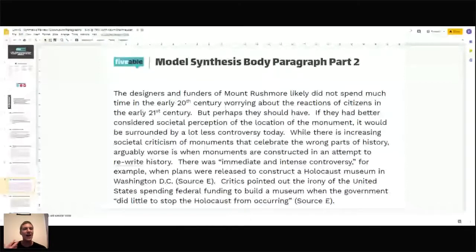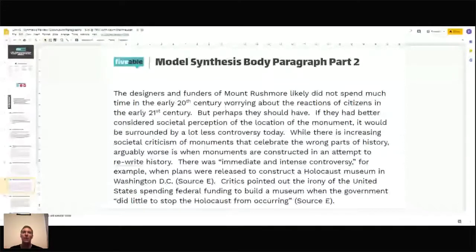So notice before I did that, I had 2 or 3 sentences that unpacked source C and connected to my topic sentence. I'm going to do the same thing, rinse and repeat here with source E. Look at it, it's a forward quote. There was immediate and intense controversy, for example, when plans were released to construct a Holocaust museum in Washington, D.C. Critics pointed out the irony of the United States spending federal funding to build a monument when the government did little to stop the Holocaust from occurring. Clearly, in my sentence, I'm embedding a quote. I can't be done here.